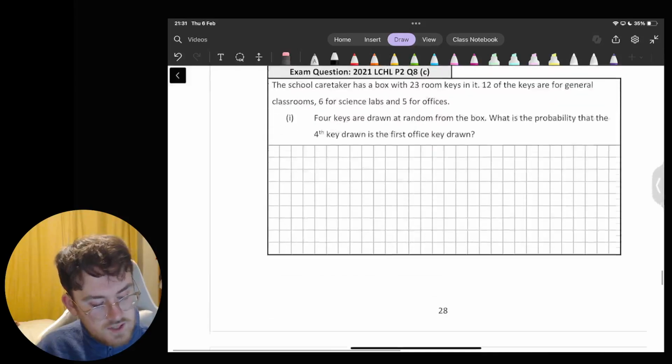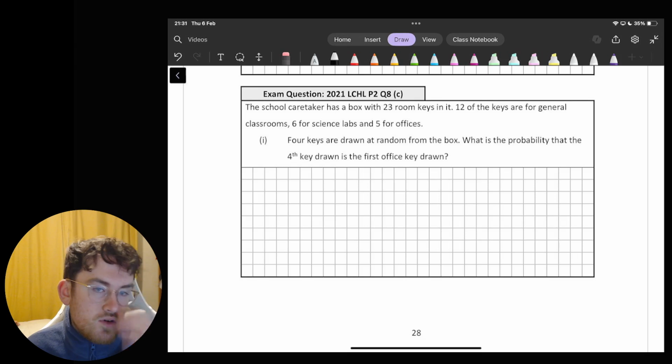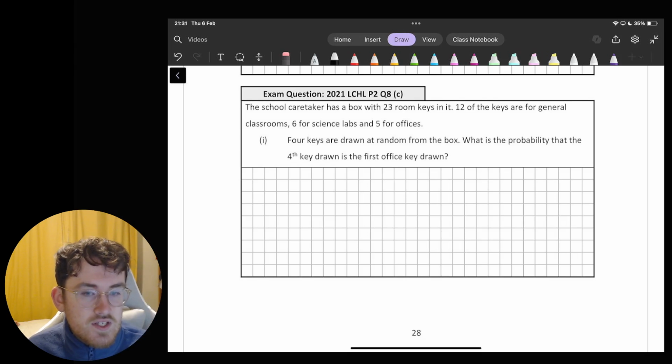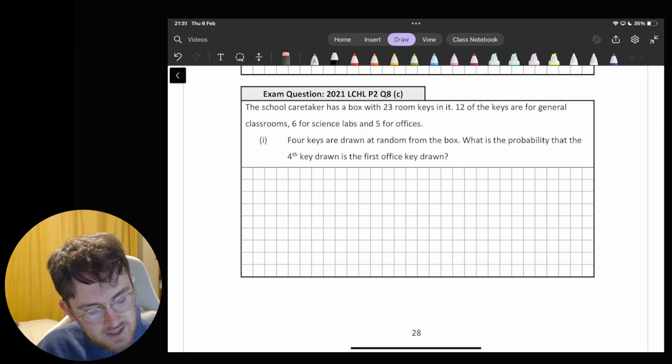Okay, on to the next one. We're getting through these rightly. This question here: the school caretaker has a box of 23 room keys. 12 are for general classrooms, 6 for science labs, 5 for offices. 4 are chosen at random. What's the probability the 4th key drawn is the first office key drawn? What we're kind of missing in this is whether there's replacement or not. And obviously that's going to have a little bit of an impact on the question here, but let's just try and lay it out as normal.